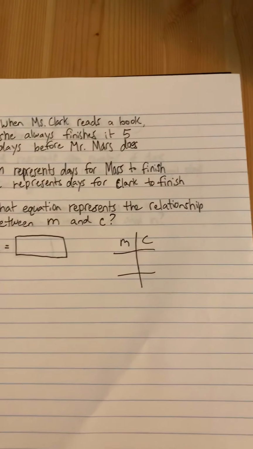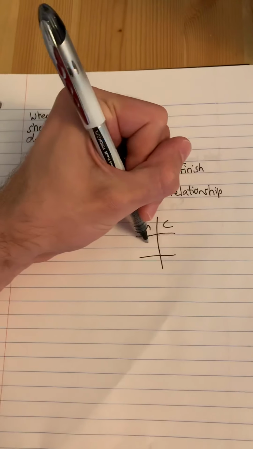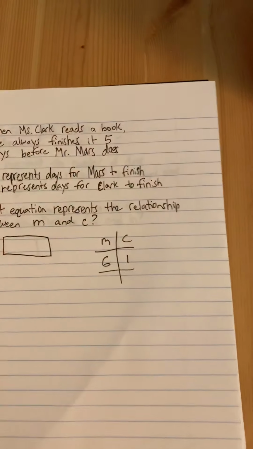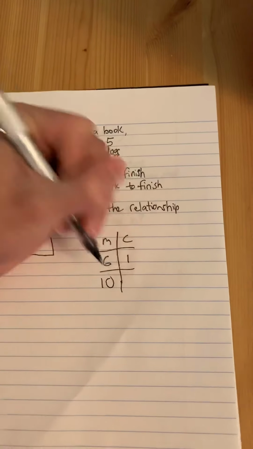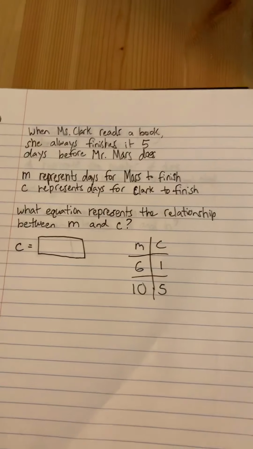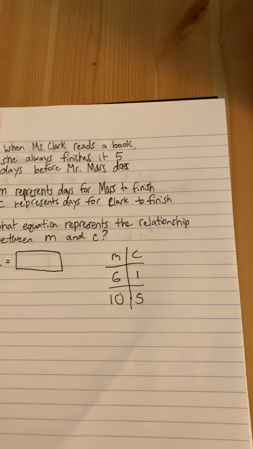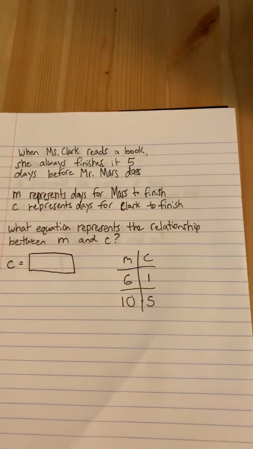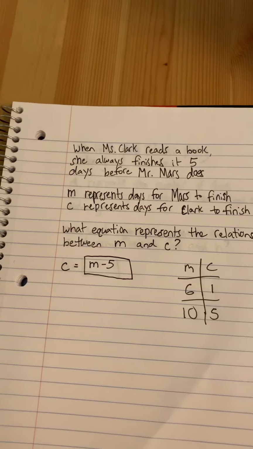So again, Clark finishes it 5 days before Mars. That's what it says there. So let's pretend Mars takes 6 days to read a book. It would only take Clark 1 day because she finishes it 5 days before him. And if Mars took 10 days to read a book, Clark would take, that's right, 5. So we can look at what's happening in this table. How does 6 become 1? How does 10 become 5? That's right. You subtract 5 from the M value, which means that our equation is M minus 5 equals C.